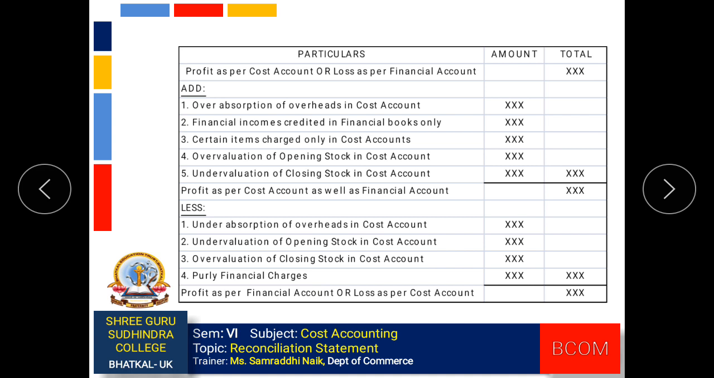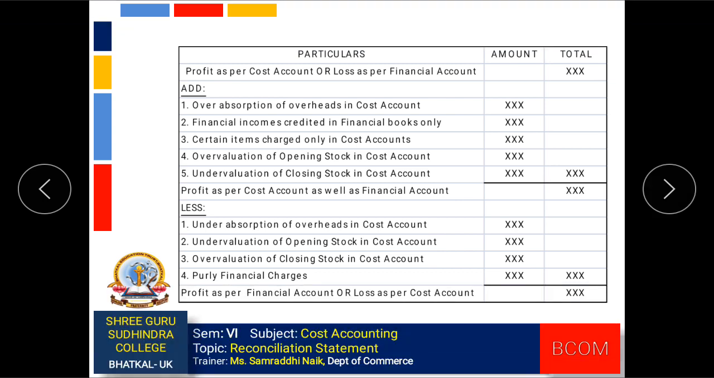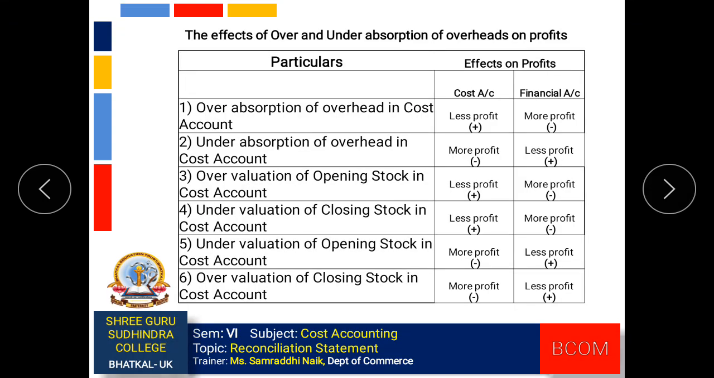Now we'll see what are the items to be deducted. In that, first one, under absorption of overhead in cost account or under recovery of overhead in cost account. When the amount of overhead charged is less than the actual amount of overhead incurred, it is known as under recovery of overhead. As expenses decrease, profit increases. To overcome this mistake, we deduct under absorption of overhead in cost account.